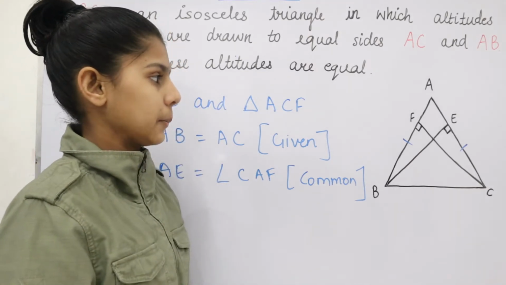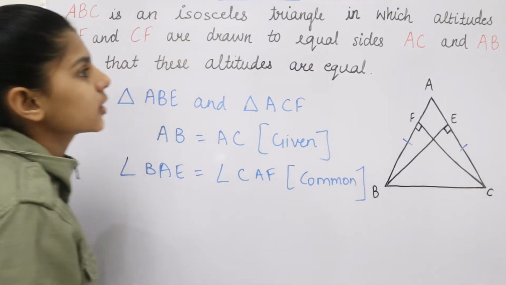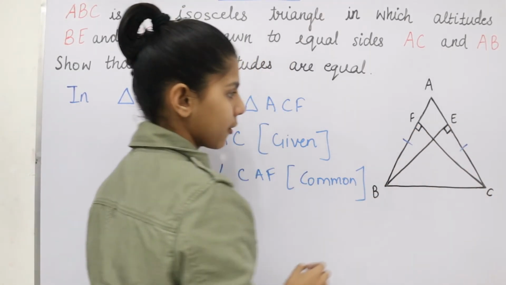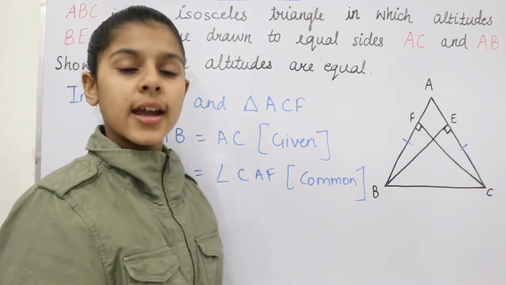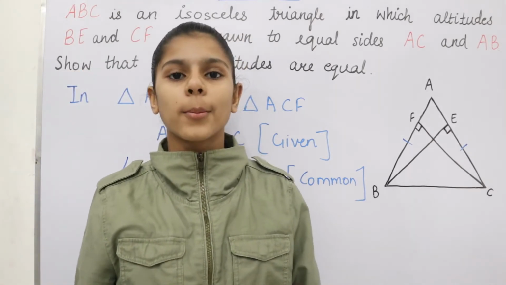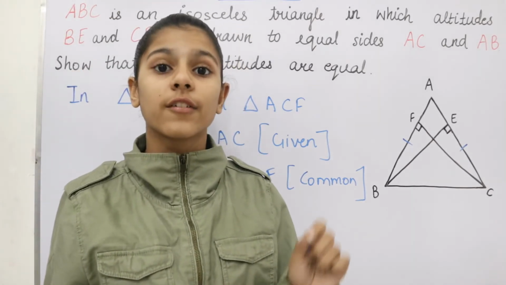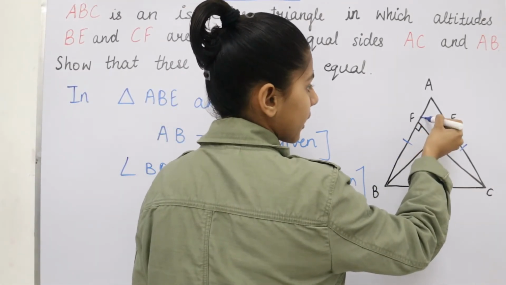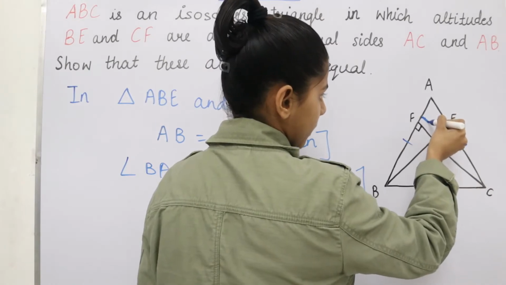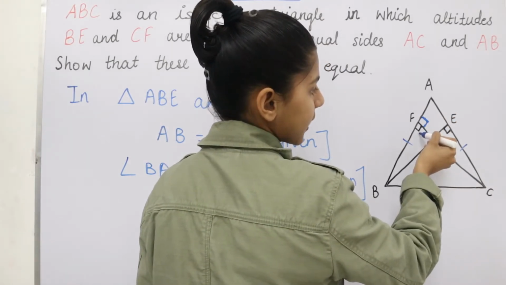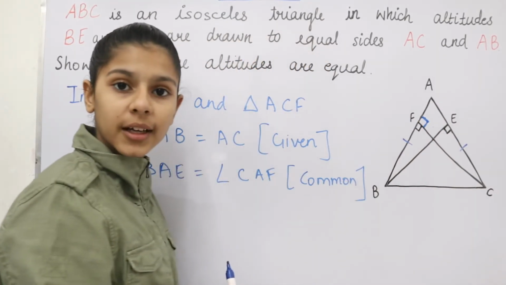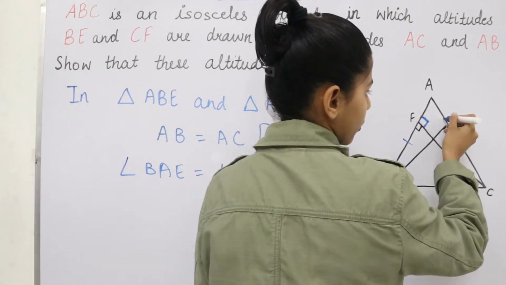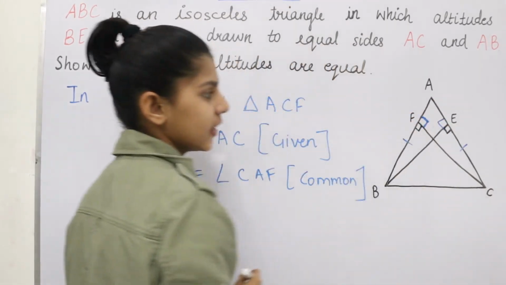So what can it be? Now you can see here that these line segments BE and CF are the altitudes, and altitudes always form a 90-degree angle. They are always perpendicular to the side. So here there will be a 90-degree angle. Here you can see, here also it is a 90-degree angle, because they are the altitudes.